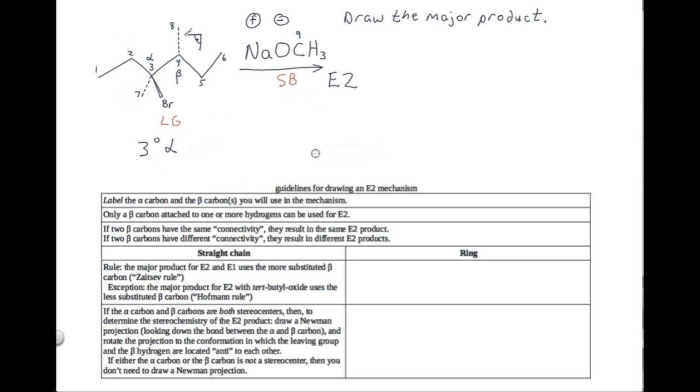Now we can start our Newman projection. Remember that the Newman projection has a dot and a circle.